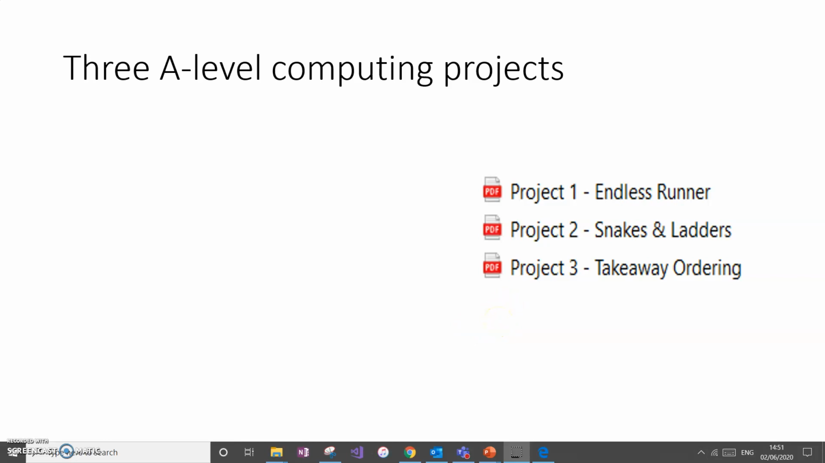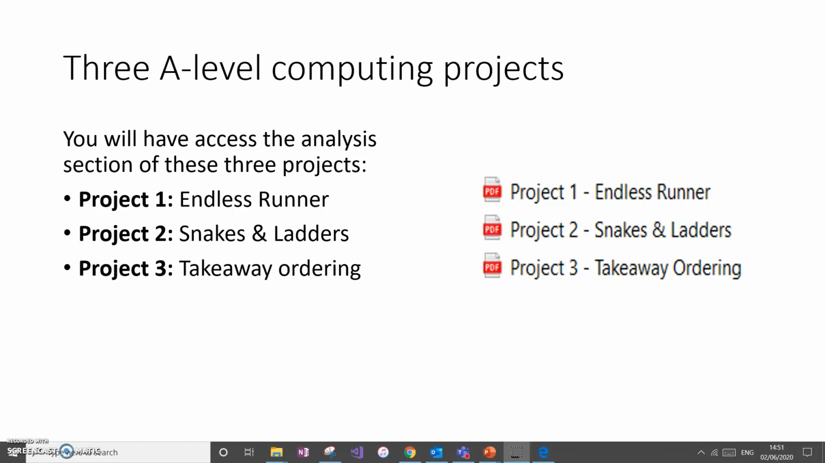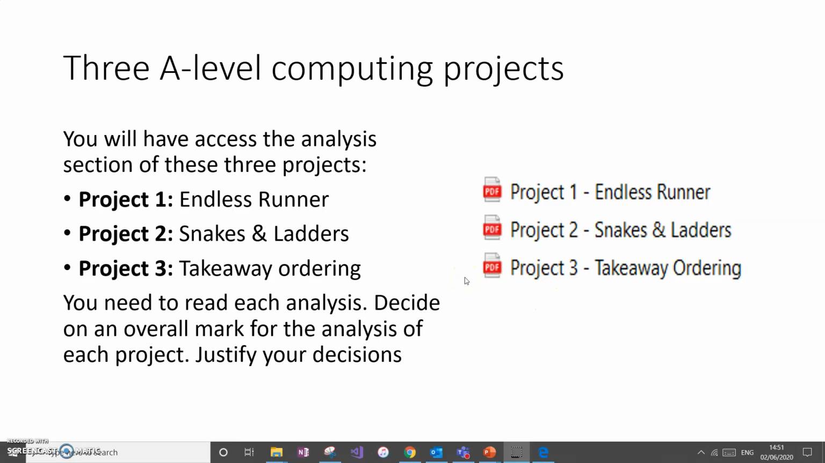We're going to do it by looking at some actual examples of past projects that have been moderated and marked officially by AQA. You're going to look at the analysis stage for these three projects. So we've got an endless runner game, project 2, a snakes and ladders project, and project 3, a takeaway ordering system. Okay, you'll be able to access these three PDF files and read the analysis for each one and hopefully come to a decision as to how good you think these particular projects are in terms of a mark, and also be able to justify that mark. Okay, so that's the key aim for today.